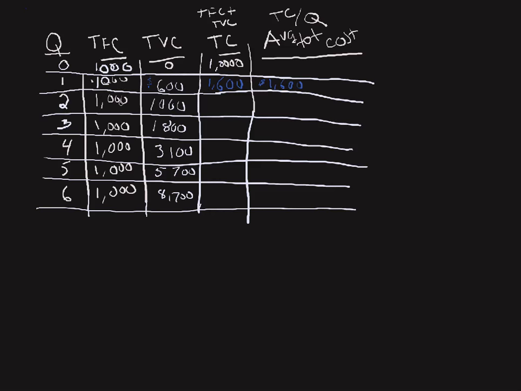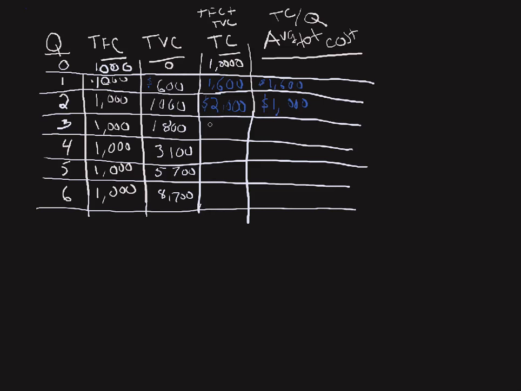How about when we add an extra level of output? Well, we still have our plant around, the same plant, but we have to add more people and more materials, so our total variable costs go up, and we end up with a total cost of $2,000. 2,000 divided by 2 is equal to 1,000, so we end up with an average total cost of 1,000. That means the average cost of producing these 2 units is 1,000.